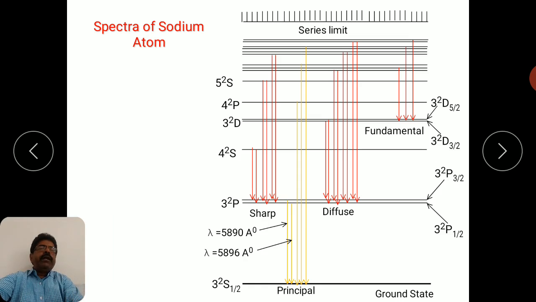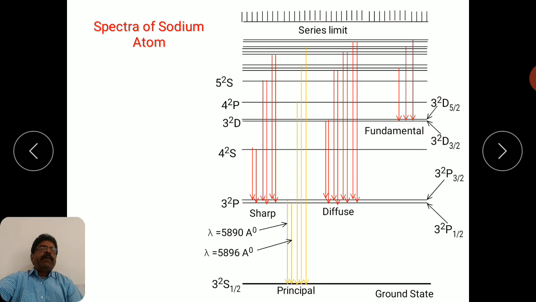Then if you go further higher, that is 3 doublet P. So 3s, 3p, 4s, then 3d, 4p, 5s. These are the higher excited, higher energy levels in a sequence. Earlier we have discussed, according to the above principle, that we have different possibilities of transitions, and they are represented here in terms of different arrows.